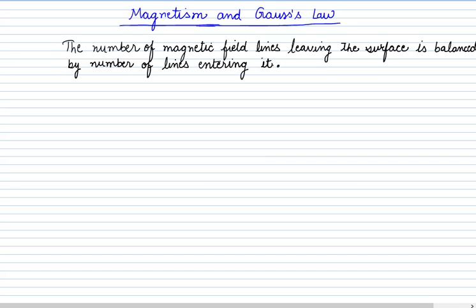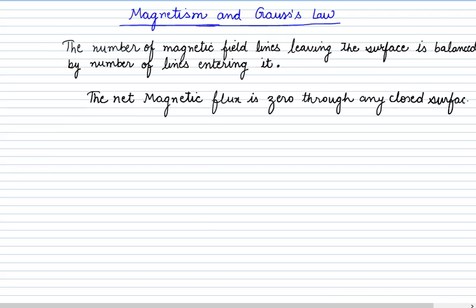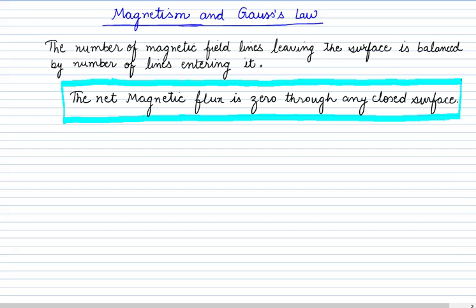So what does it mean? There is a second statement. The net magnetic flux is zero through any closed surface. That means in magnetostatics, if you have any closed surface, magnetic field lines go into it and come out of it, then for this closed surface the net magnetic flux is zero. In electrostatics, we have the integral of E dot dS equal to q upon epsilon naught, and if there is no charge enclosed, then it was zero. But in magnetostatics, the total flux is always zero through a closed surface.